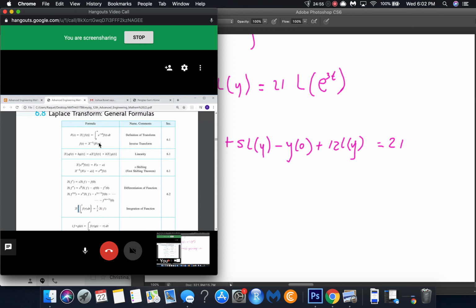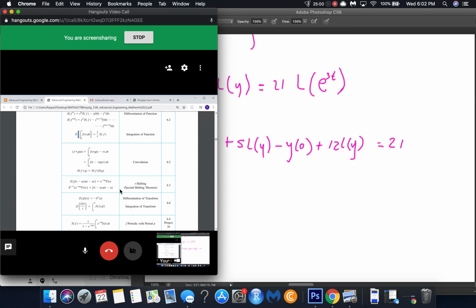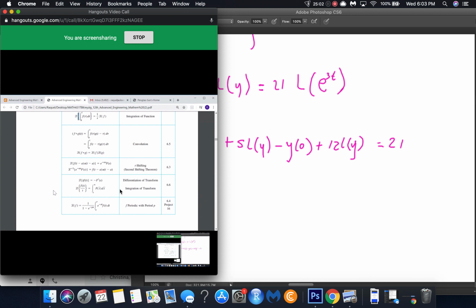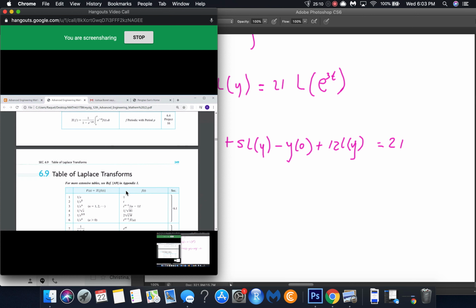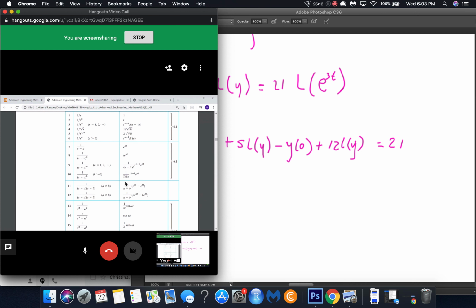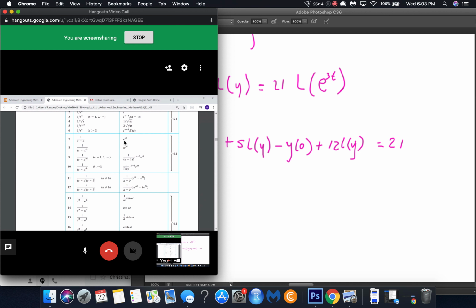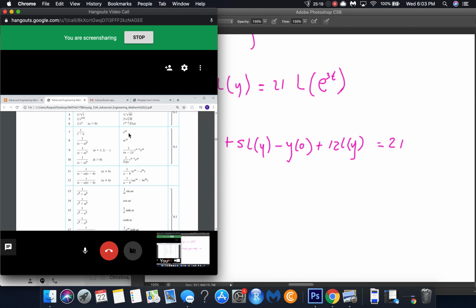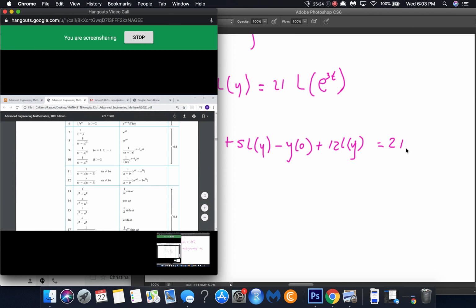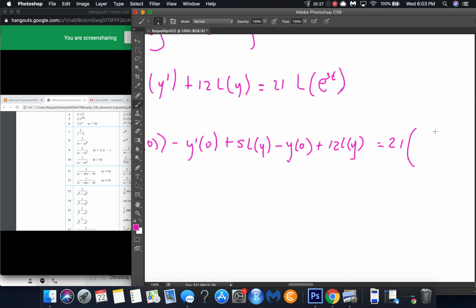Oh no, go probably down a little bit. Keep going. And then just goes to the table. Yeah, I'm not sure. It seems like L of e. Oh, wait. Look at 7. L of e to the 3t is 1 over s minus 3. Yeah, exactly. Okay. And so it's going to be 21 times 1 over s minus 3.